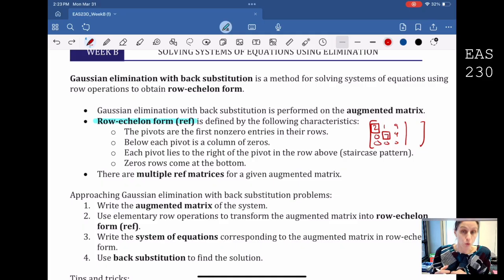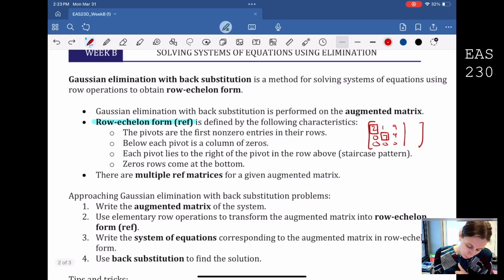Okay. Row echelon form is defined by the pivots being in a staircase pattern, where each new pivot, or each pivot in the row below it, is at least a column further to the right. So I've got this staircase pattern that shows up. Okay, and then you can have as many zeros as you get in the matrix, but if you have a row of all zeros, it comes down at the bottom.